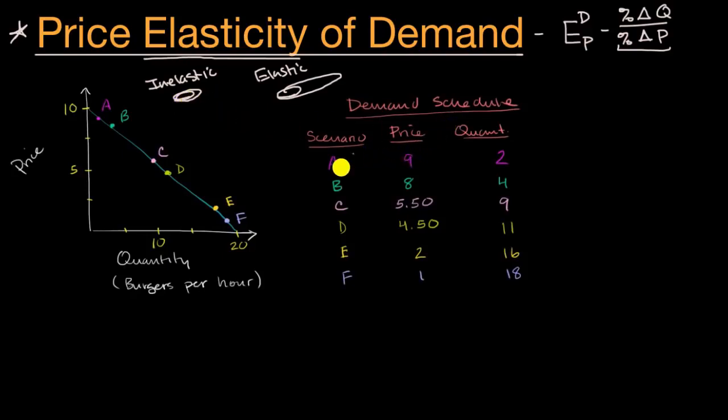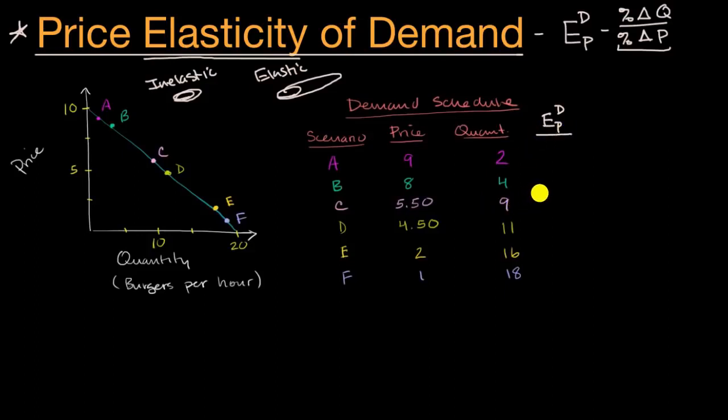Actually, let's do that for this demand schedule that we have right over here, and it's visualized as our demand curve. In the vertical axis, we have price of burgers, and in our horizontal axis, we have quantity in terms of burgers per hour. Let's use this definition of price elasticity of demand to calculate it across different points on our demand curve. So let me make a new column here: price elasticity of demand.